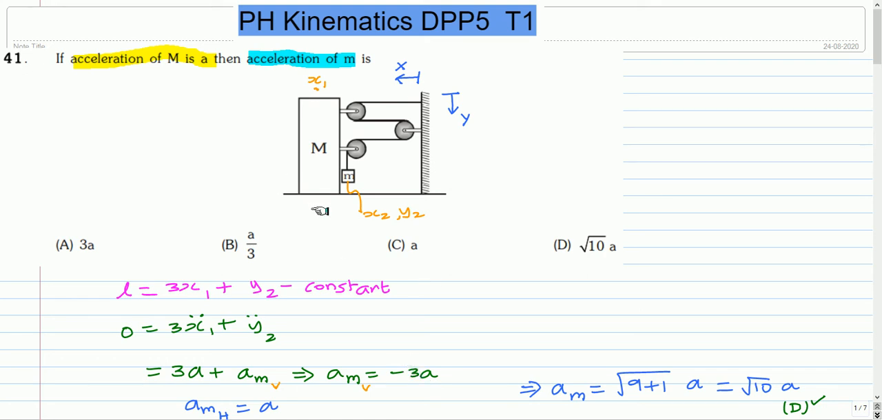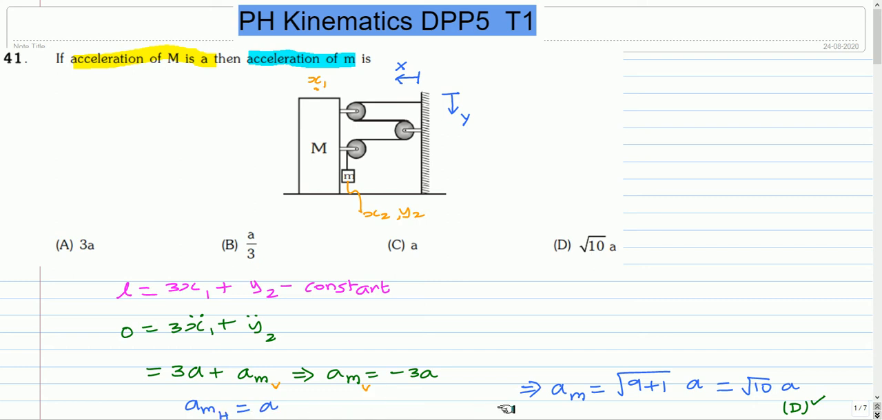The acceleration of the small m in the horizontal direction is the same as the acceleration of the capital M, because when this capital M moves by a distance, say 1 centimeter, this pulley will also move by 1 centimeter, so that this will pull this mass m in this direction by 1 centimeter. So the acceleration of small m and capital M are the same in the x direction. Horizontal acceleration of small m is a.